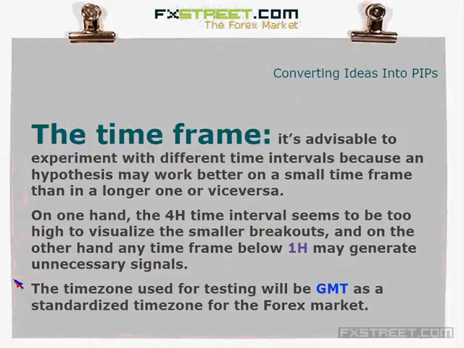So another element of the trading strategy is the time frame, obviously. So it's advisable here to experiment with different time intervals, because a hypothesis may work better on a small time frame than on a longer one, or vice versa. In our case, on one hand, the 4-hour time interval seems too high to visualize the smaller breakout. So remember that average of 65 pips. Now imagine a sterling dollar 4-hour chart. It may be a little bit difficult to visualize clearly those small breakouts. And on the other hand, any time frame below 1 hour may generate unnecessary signals.